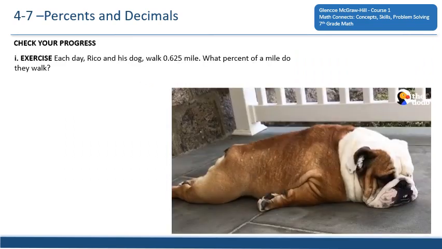Exercise. Each day, Rico and his dog walk 0.625 miles. What percent of a mile do they walk? So we're going to multiply 0.625 times 100, and that means we're going to move the decimal 2 places to the right, so it's 62.5% of a mile.